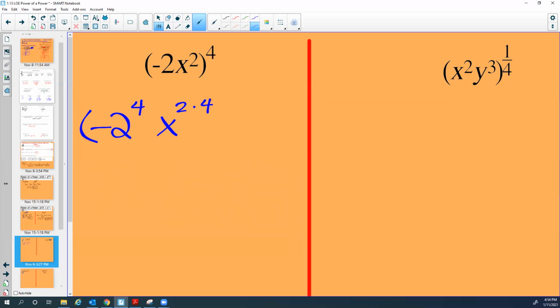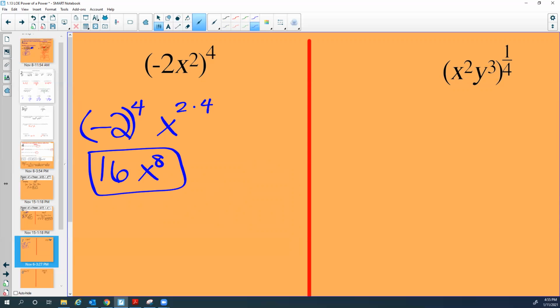Now, you want to make sure that when you put this in the calculator, you put parentheses around negative 2. Otherwise, it will not do negative 2 to the fourth power. It'll do 2 to the fourth power times negative 1. So when I do this negative 2 to the fourth power, I get positive 16. And x to the 2 times 4, which is 8, making that my final answer.